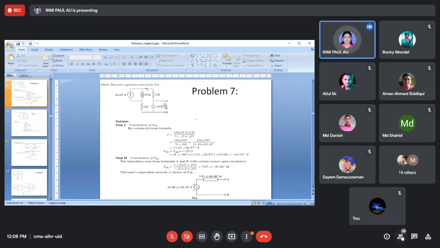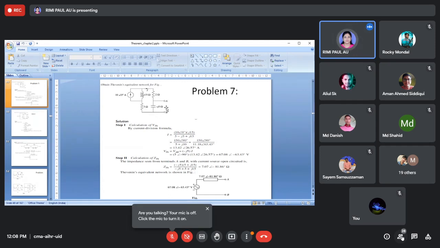Here is the load resistance or impedance first. It is opened, and seeing from this side, I have to calculate the ZTH. Suppose first I want to calculate ZTH. So what you have to do? First you have to open circuit this path. So what will you get here? You will see 3 ohm, J5 ohm, 2 ohm, minus J5 ohm.